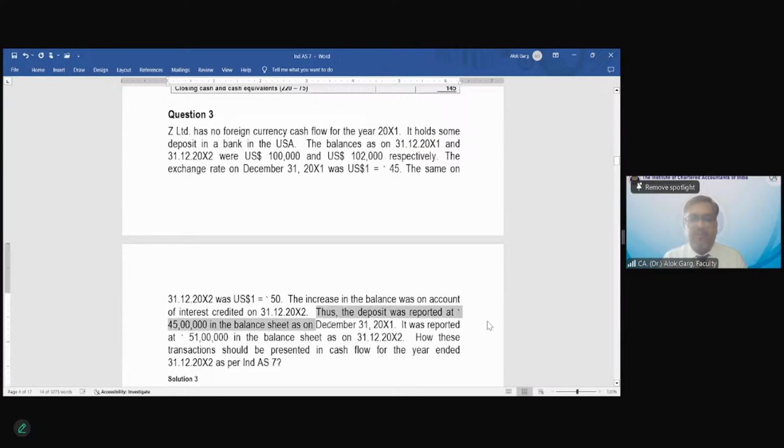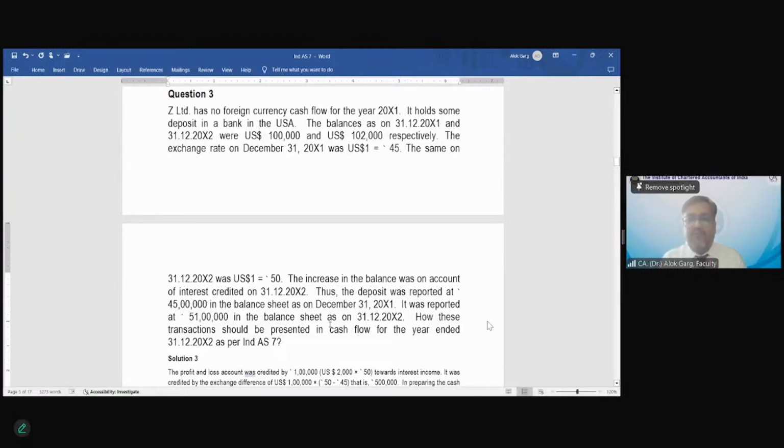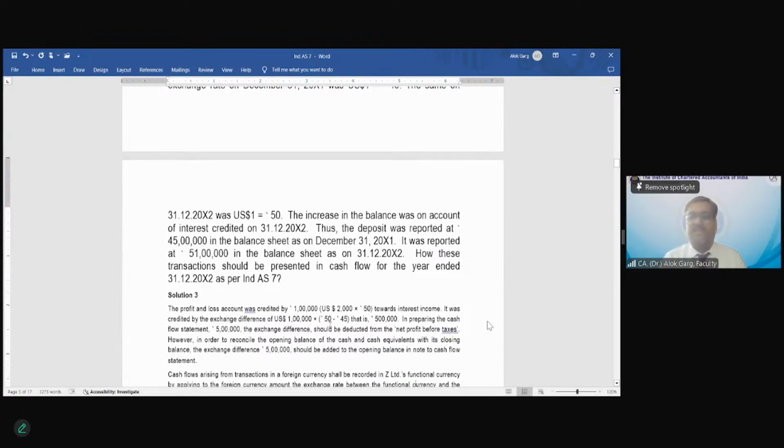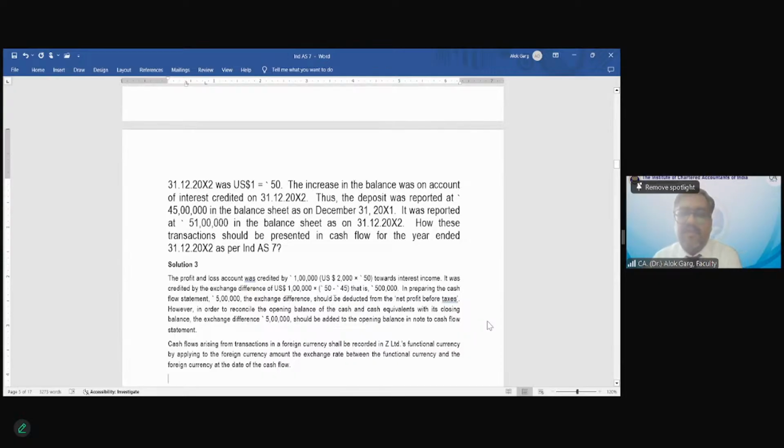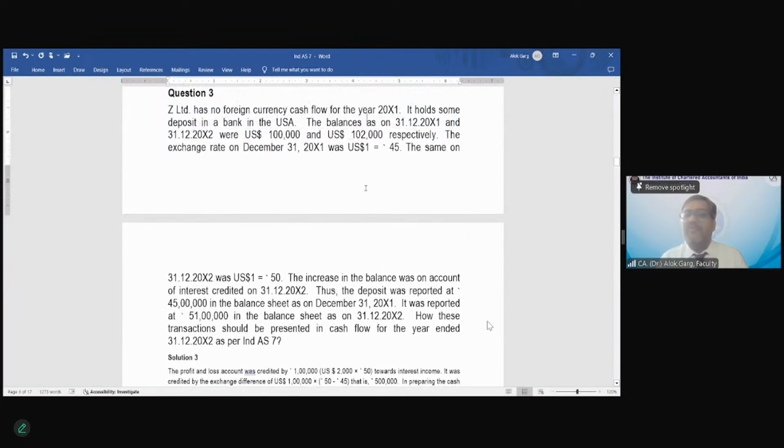Thus, the deposit was reported at 45 lakh in the balance sheet in the opening and 51 lakh in the closing. How should these transactions be presented in the cash flow for the year ended 31st December 20x2 as per Ind AS 7? The P&L was credited by $2,000 multiplied by 50, that is 1 lakh, towards interest income. Why is this 2,000 interest income? Because this was a deposit and there was no foreign currency cash flow.